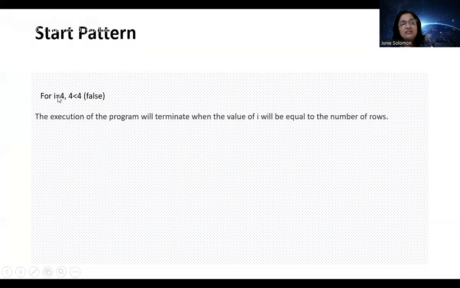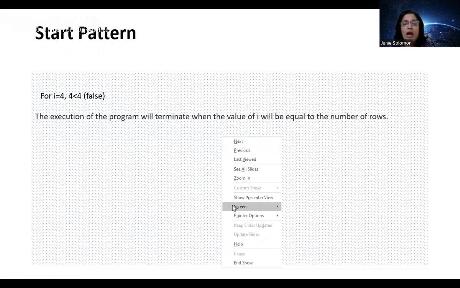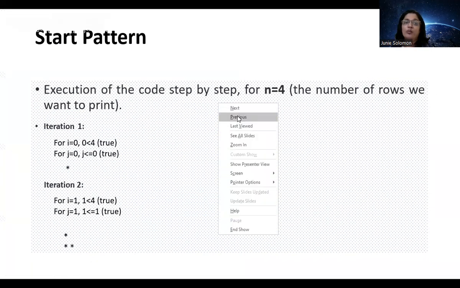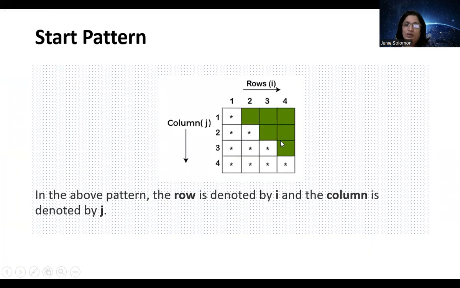Then last, i starts with 4. 4 is not less than 4. So what will you be getting? False. The execution of the program terminated. So this is how you are getting your star. So what is your star? You need to get the output like this. So this is how the star pattern works.